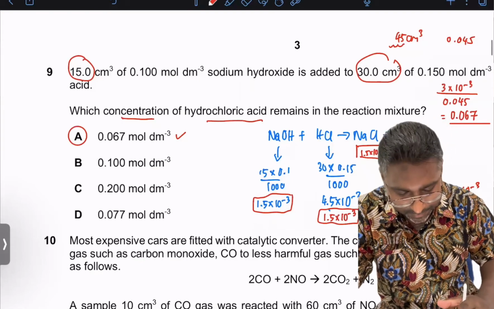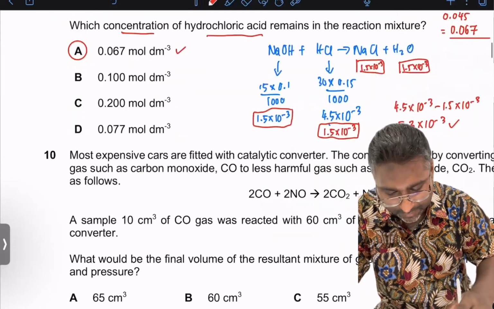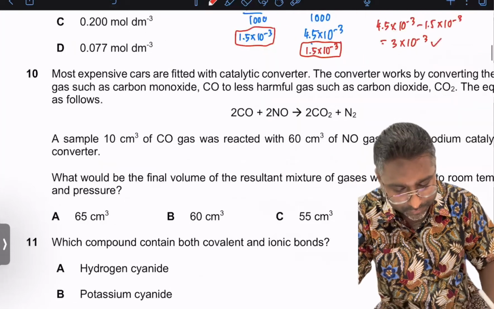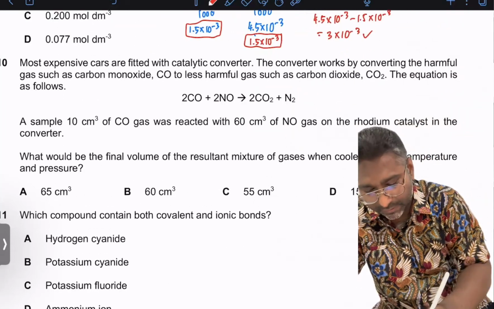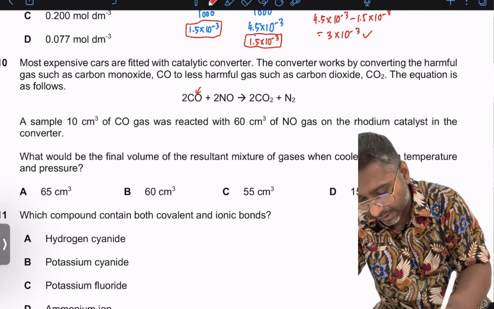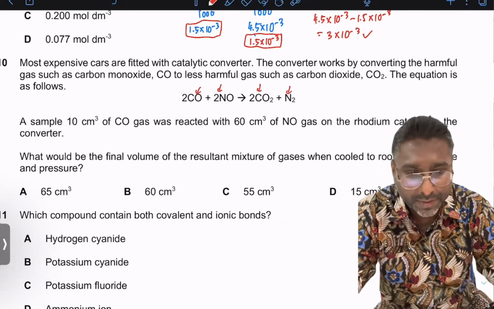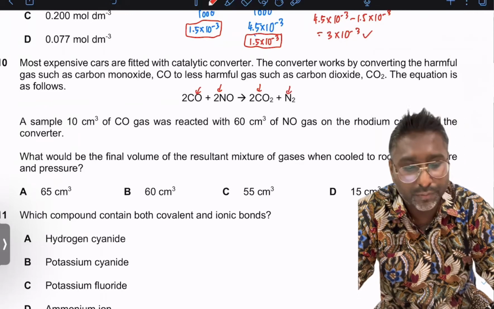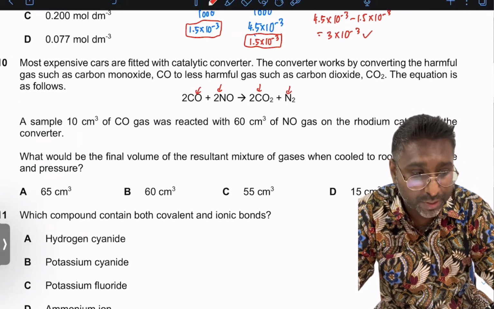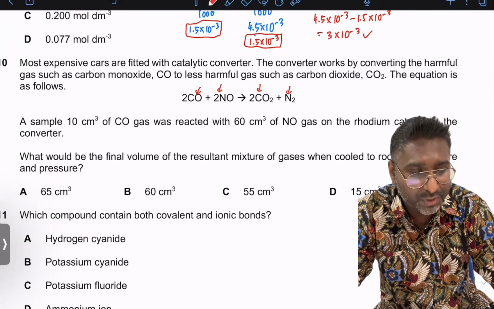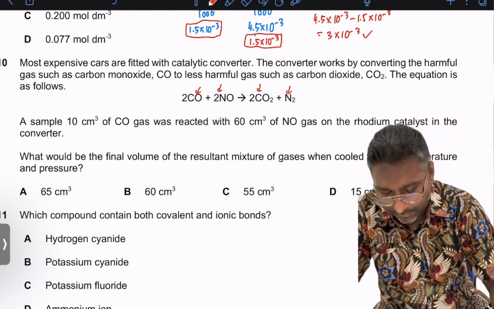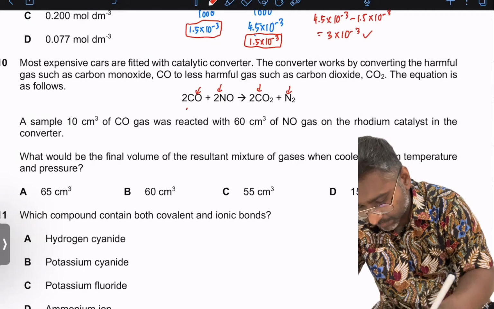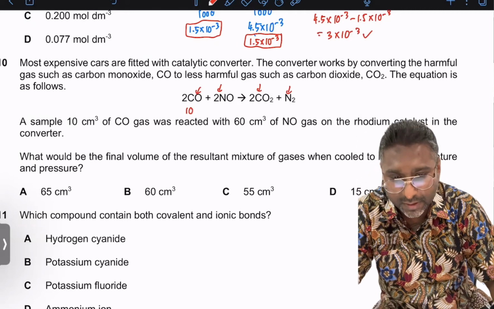Alright, let's continue. Now, the most expensive cars are fitted with catalytic converters. If you read this question properly, this is all gases. Whenever we are dealing with gases, no need to convert into number of moles. I already told you number of moles is directly proportional to volume, only when dealing with gases, please remember that. So if you use 10 cm cubed, we can assume 10 is like the number of moles.